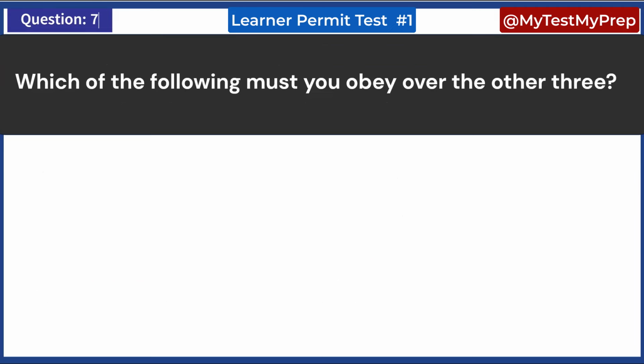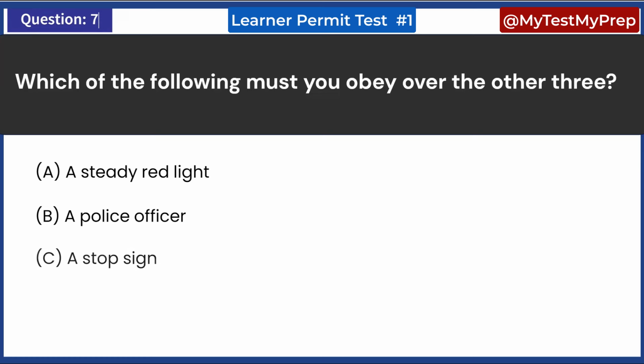Which of the following must you obey over the other three? A. A steady red light. B. A police officer. C. A stop sign. D. A flashing red light. Answer: B. A police officer.